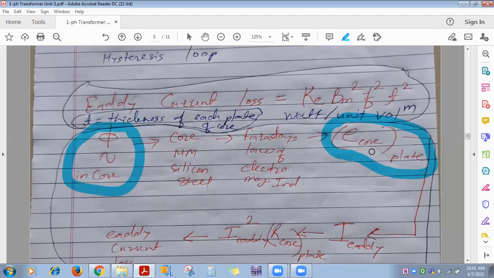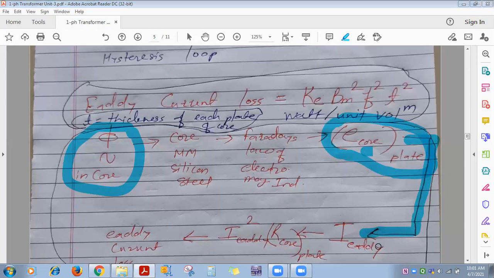This will be very less. Now EMF gets induced in every plate. That every plate is a complete path. And that's why the moment EMF gets induced in every plate, current starts to flow through every plate of the core, which is called eddy current.